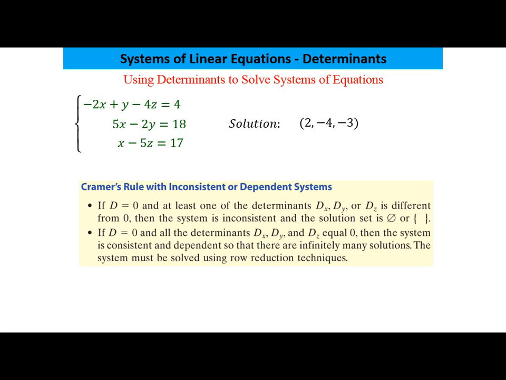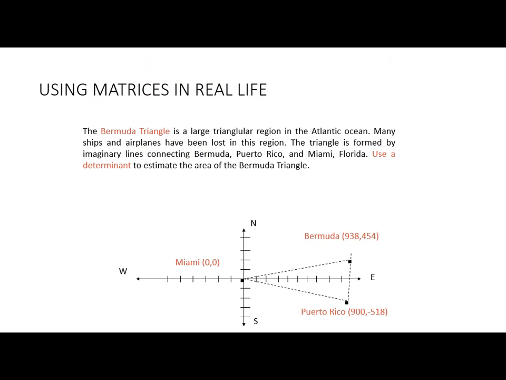Alright, I'm going to make the next slide our last question. Here it is. Here's what I want you to do in your notes. Just write down this triangle. Draw an XY axis. At the middle of the XY axis, at 0, 0, put that as Miami. Then we have Bermuda at 938, 454, and Puerto Rico at 900, negative 518. These points are representing coordinates on a map.